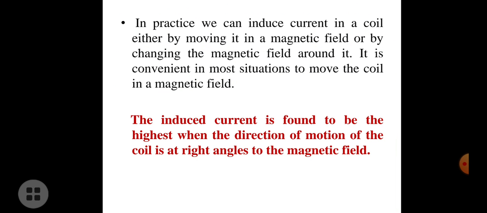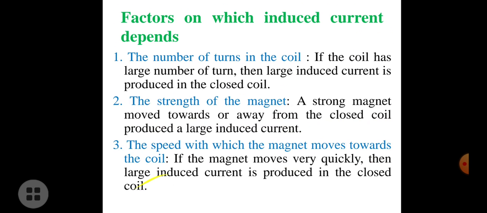Now, in practice, we can induce current in a coil either by moving it in a magnetic field or by changing the magnetic field around it. It means we can move either of the two things, the coil or the magnet. The main motive is to change the magnetic field lines. There should be relative motion, and it is convenient in most situations to move the coil in a magnetic field, and we are using this concept in the working of our generator.